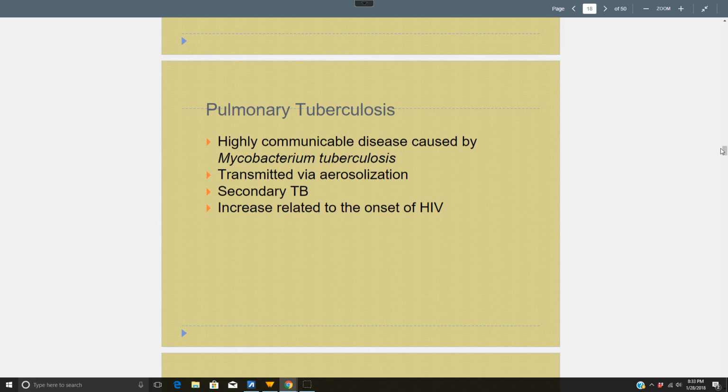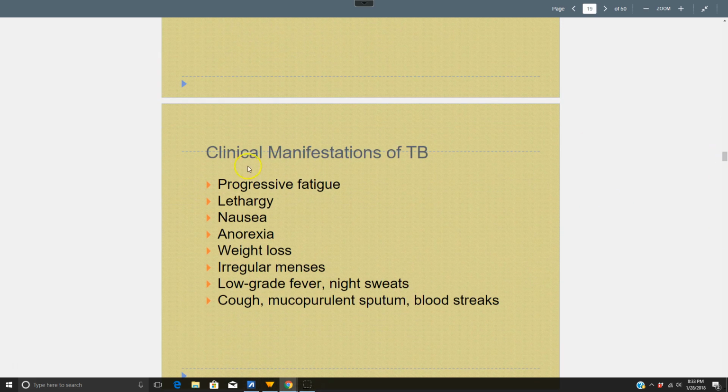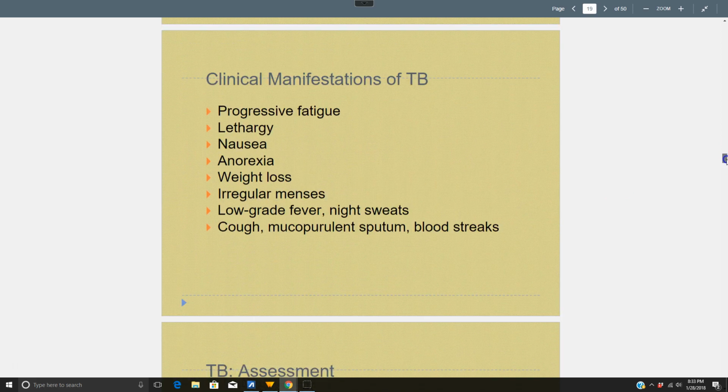So, as I said, for diagnostic purposes, you can read about what kind of manifestations your patients may experience. And these are some of the most frequent ones, as I'm putting up here on the PowerPoint slide: progressive fatigue, lethargy, nausea, anorexia, weight loss, irregular menses, low-grade fever, and night sweats. Those are some of the most common manifestations that we see our patients exhibit, and cough and mucopurulent sputum, even blood streaks. And a chest examination does not provide conclusive evidence of TB.